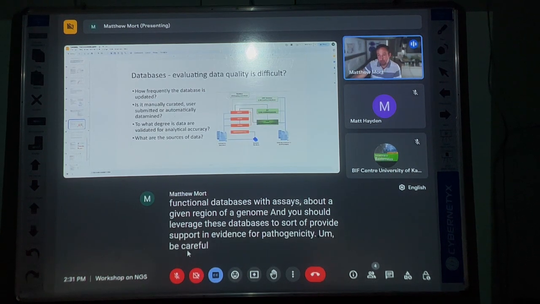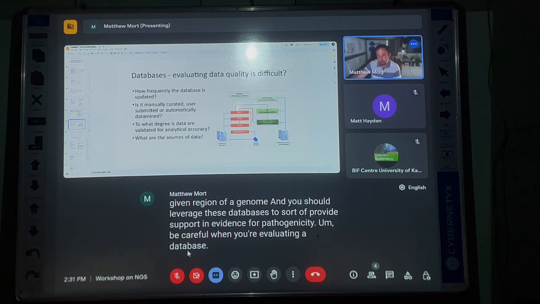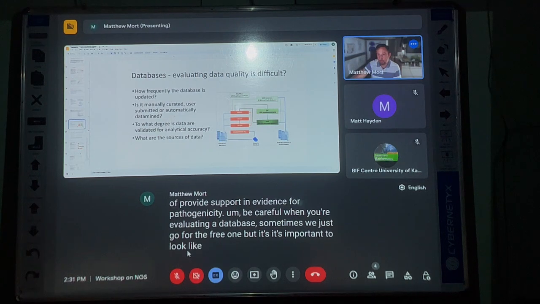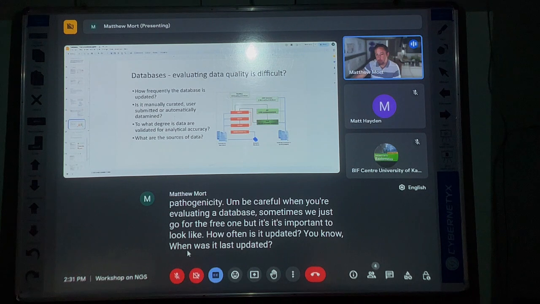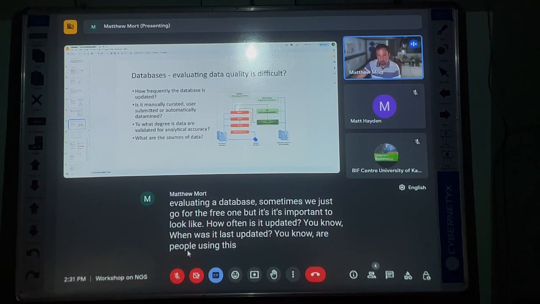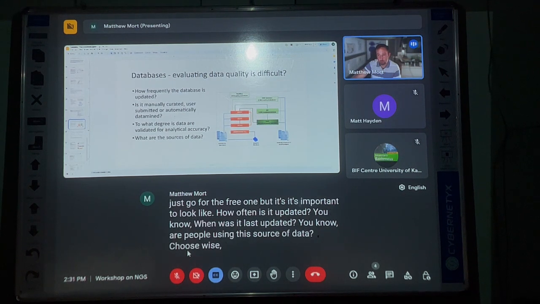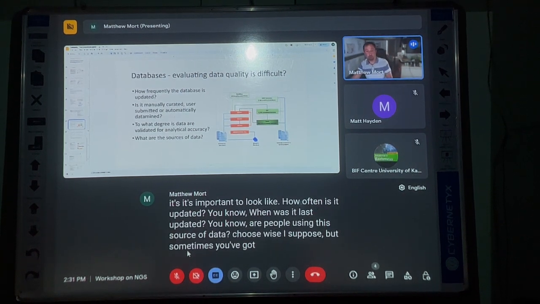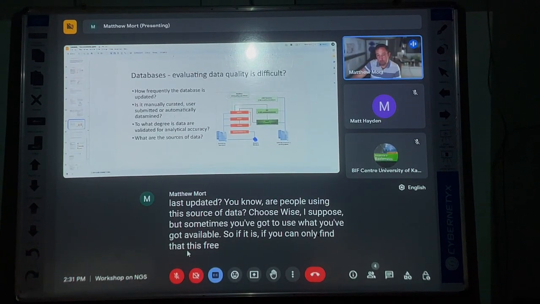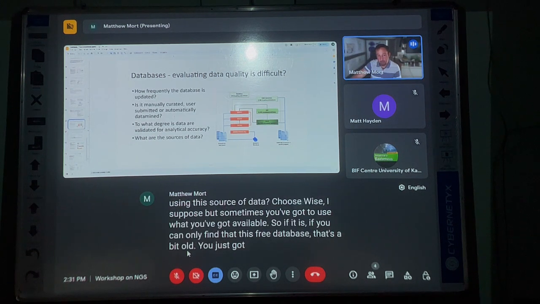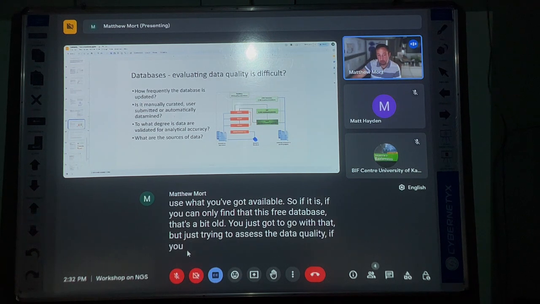Be careful when you're evaluating a database. Sometimes we just go for the free one, but it's important to look at how often it is updated, when it was last updated, and whether people are using this source of data. Choose wisely, I suppose, but sometimes you've got to use what you've got available. So if you can only find this free database that's a bit old, you just have to go with that. But just try and assess the data quality if you can.